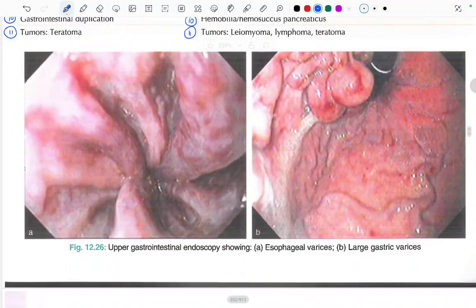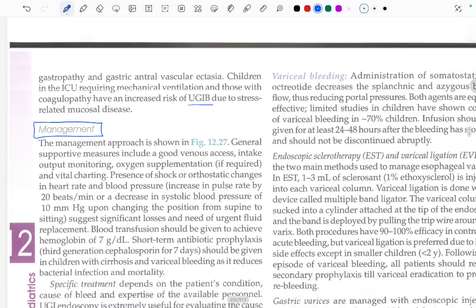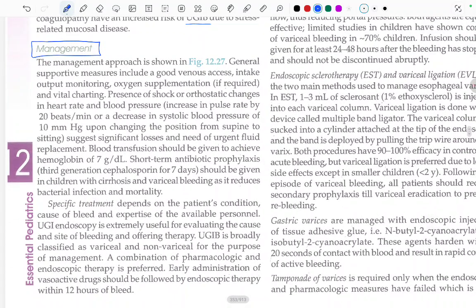In this image, what we can see is upper GI endoscopy showing esophageal varices in the first one, and in the second one there are large gastric varices. Okay, moving ahead to the management part. The management approach is shown in figure 12.27.